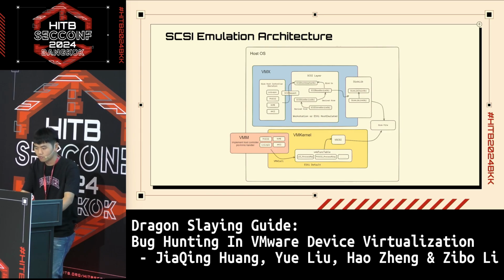This is an overview of the SCSI data flow. You can see that there are two paths for writing data to the disk, one through VMkernel and one through VMX. These are two completely different code paths belonging to ESXi and Workstation respectively.